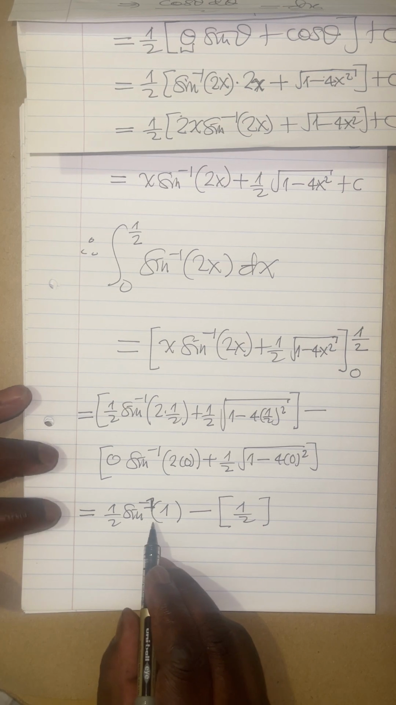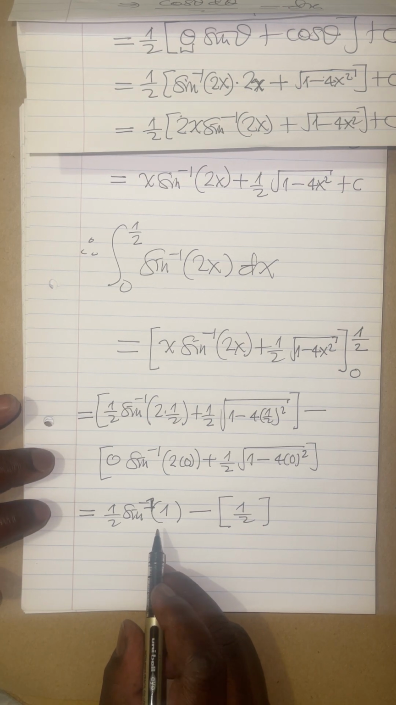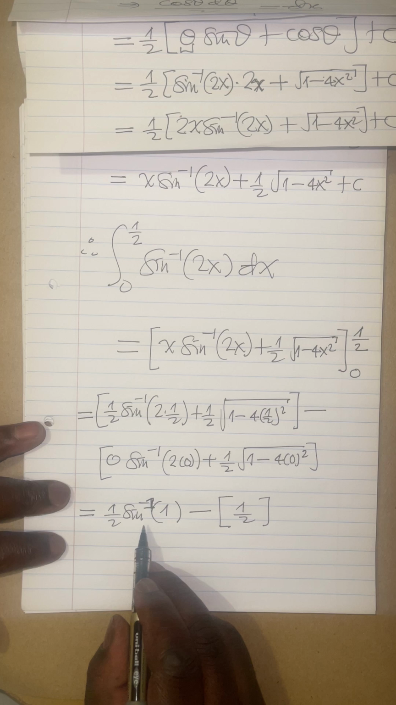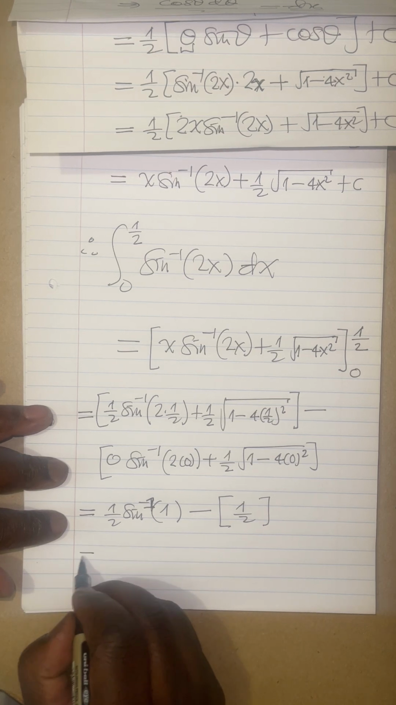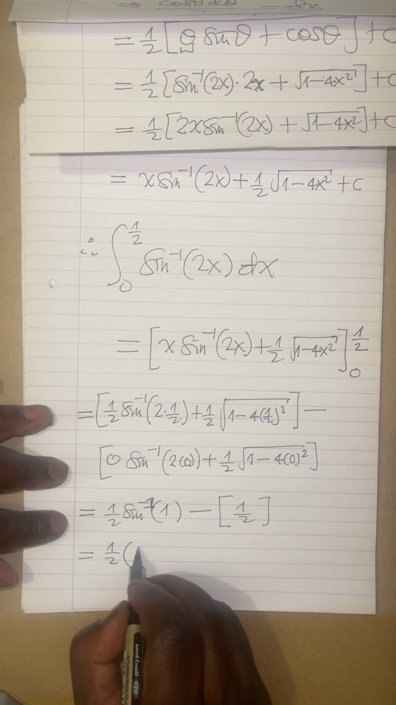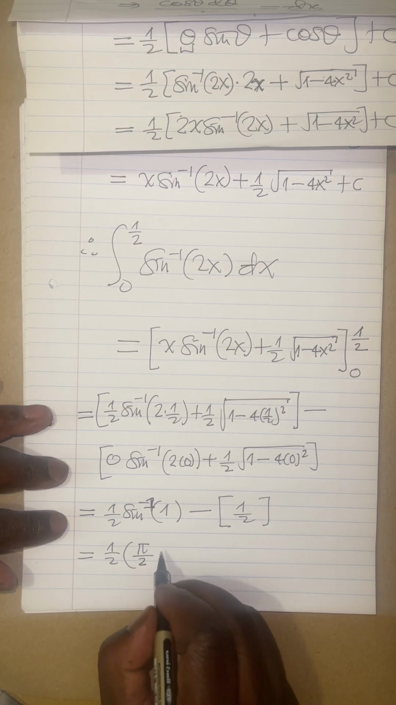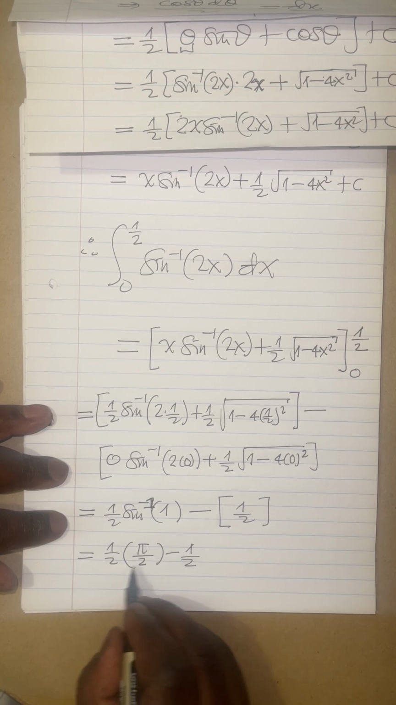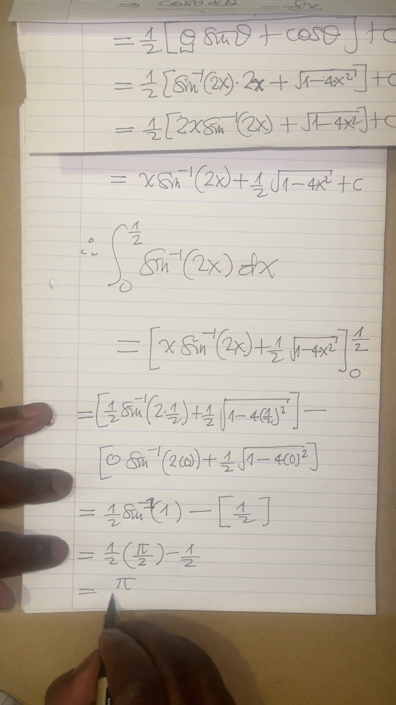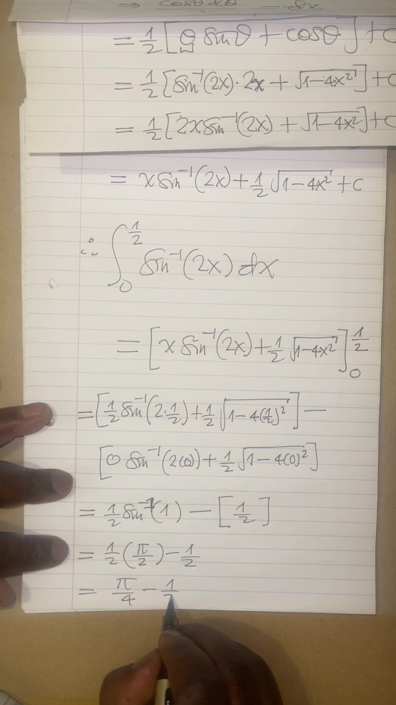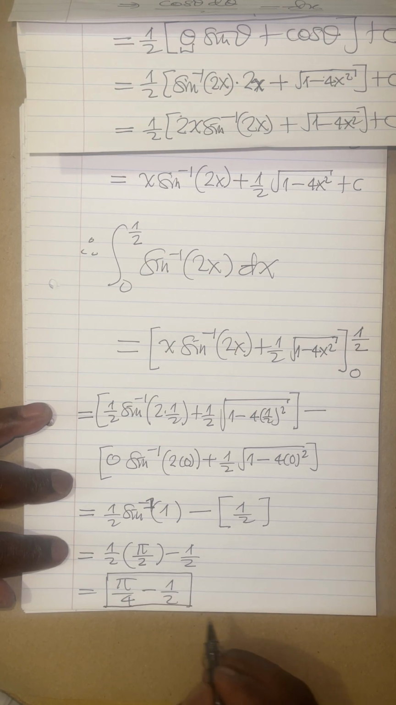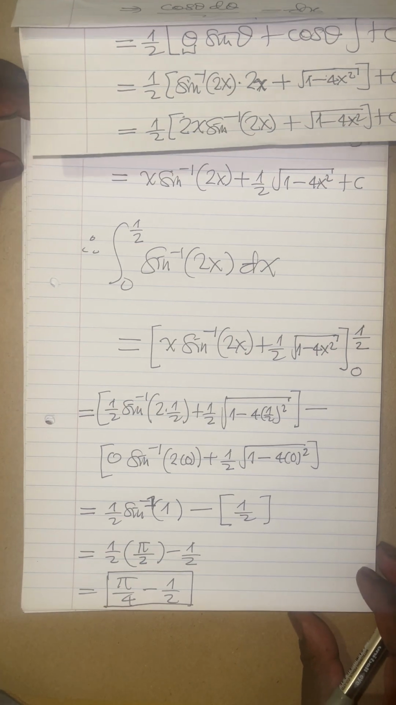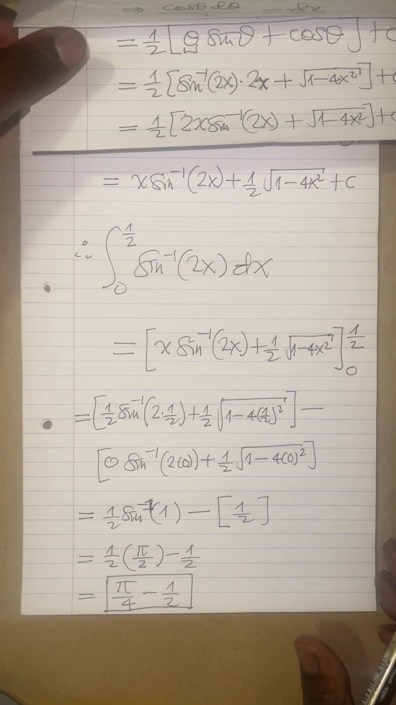So the inverse sine of 1 is actually pi by 2, because sine of 90 degrees is actually 1. So the inverse sine of 1 is pi by 2. So this is going to be 1 over 2 multiplied by pi over 2 and then minus 1 over 2. This is actually equal to pi over 4 minus 1 over 2. Leave it like this. It's not necessary to try and simplify that. That is our final solution to our integral.